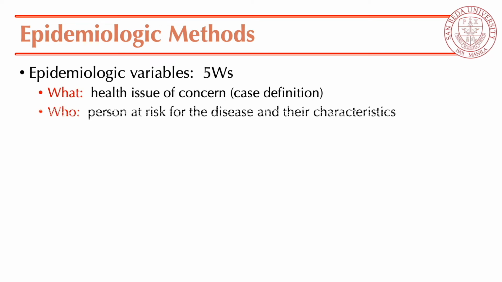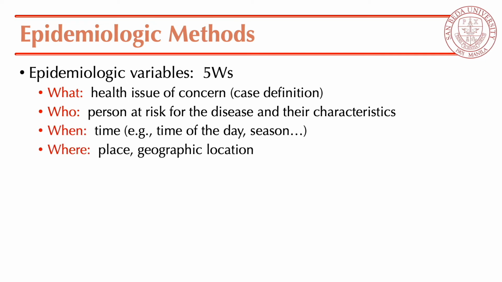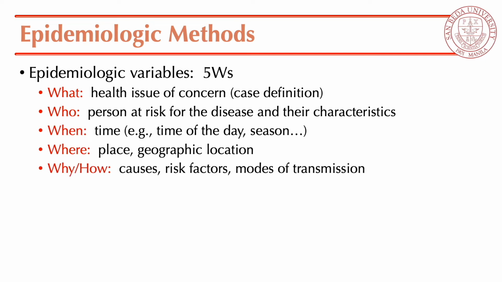Now, perhaps one way of viewing epidemiologic methods is that these are tools that help you answer the 5 W's in epidemiology, namely the what, who, when, where, and why or how questions often asked in epidemiology. As we will see later, descriptive epidemiology deals with the first 4 W's, while analytic epidemiology deals with the last.